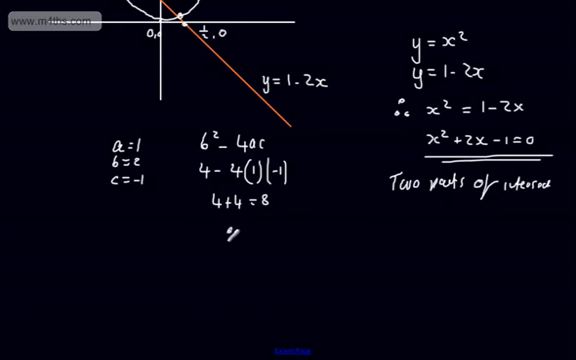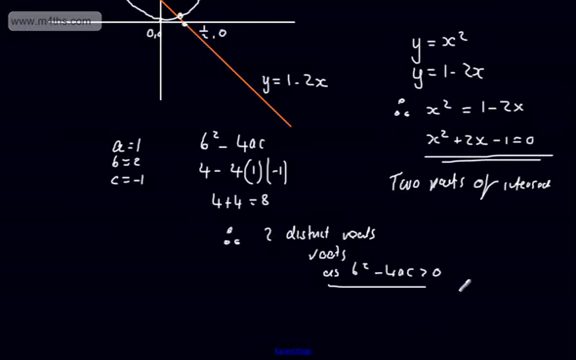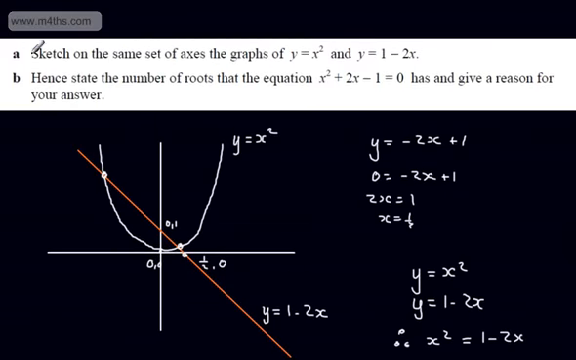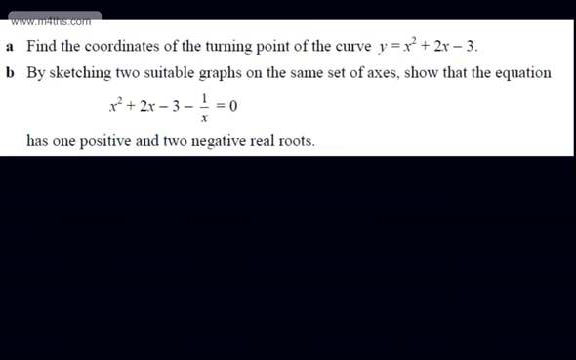Therefore, we can say 2 distinct real roots as b squared minus 4ac is going to be greater than 0. Generally speaking, where you make some reference to the intersection of these two graphs. Okay, let's go on and look at another one.